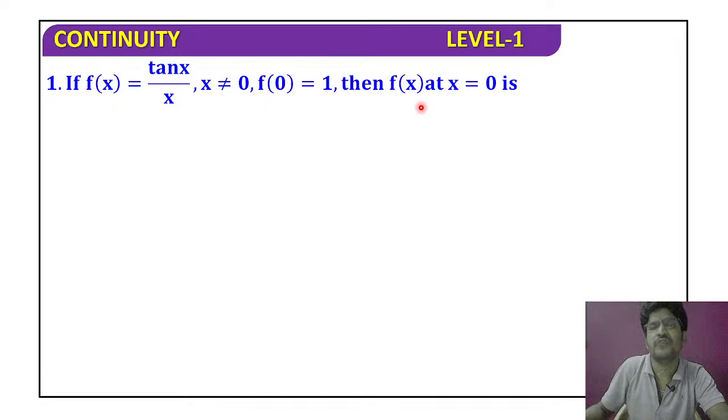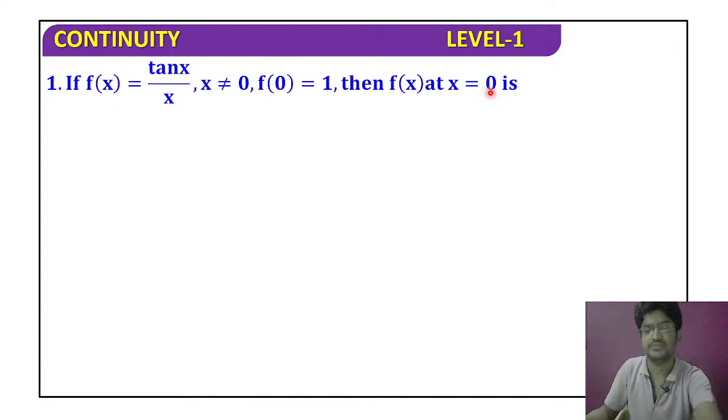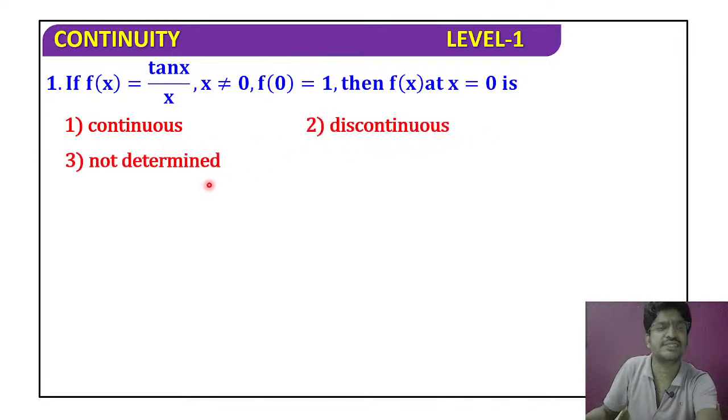Then they are asking about f of x at x equal to 0. They have given the function f of x equal to tan x by x for x not equal to 0, and f of 0 equal to 1. Then what happens to f of x at x equal to 0? The first option is continuous, the second option is discontinuous, the third option is not determined, and the fourth option is none of these.